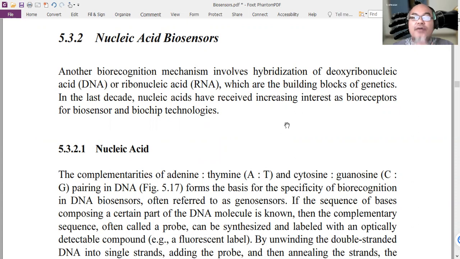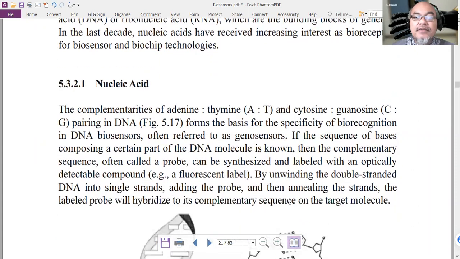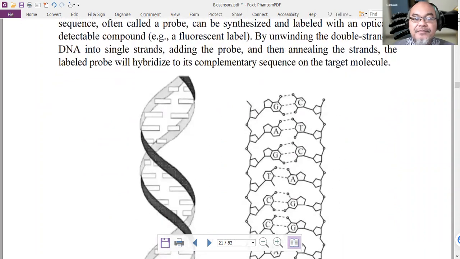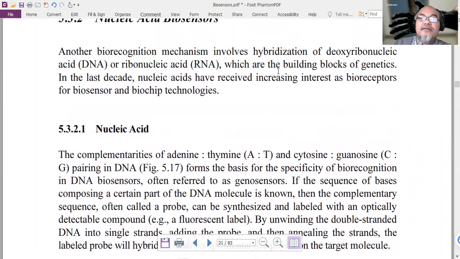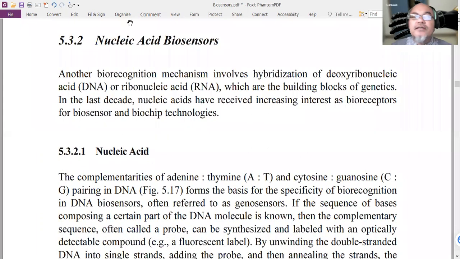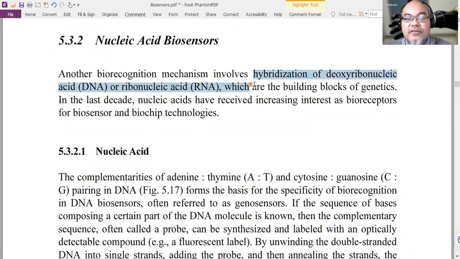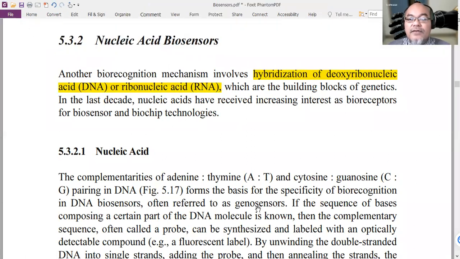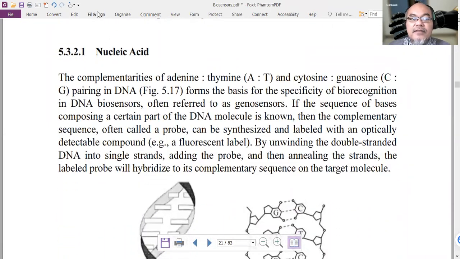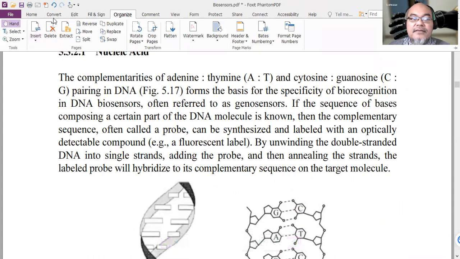Okay, then nucleic acid biosensors. The nucleic acid biosensor depends on the recognition due to the hybridization of deoxyribonucleic acid or ribonucleic acid. So this is the biorecognition element. And we know that the recognition is very specific. Thymine only binds to adenine, and cytosine only binds to guanine.